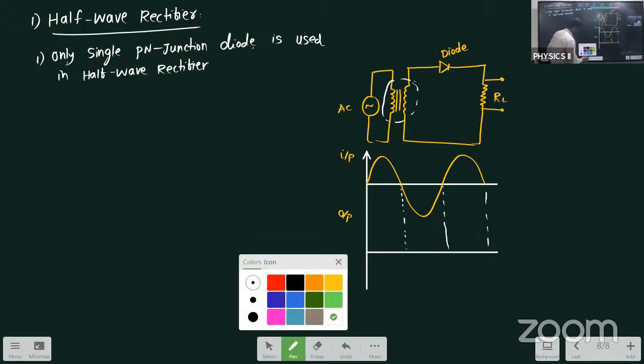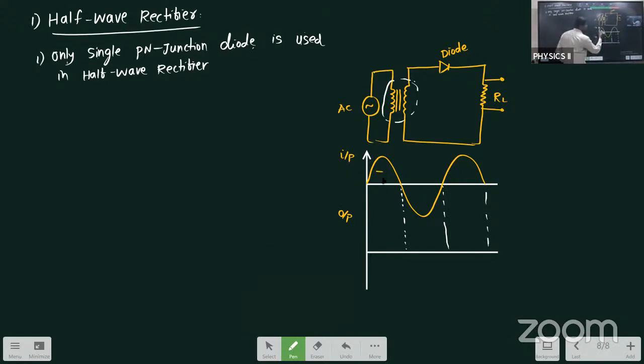See here carefully. This is called the positive cycle, and this is called the negative cycle. Whenever the positive cycle is there, we know that this is the P side of the PN junction diode, and this is the N side. During the positive cycle, this will become positive and this will become negative. When the P side is connected to the positive terminal of the battery and the N side to the negative terminal, this type of connection is called what? Forward bias.